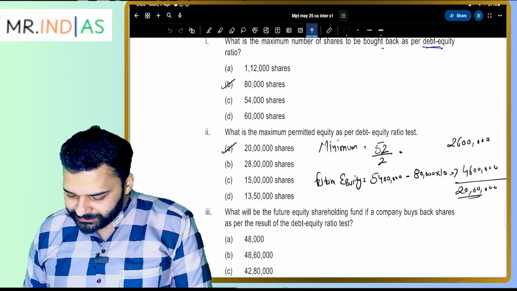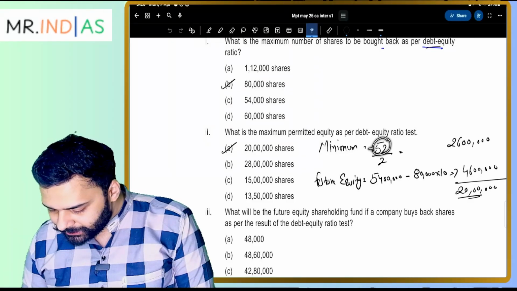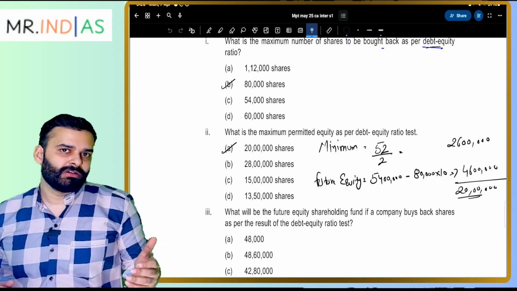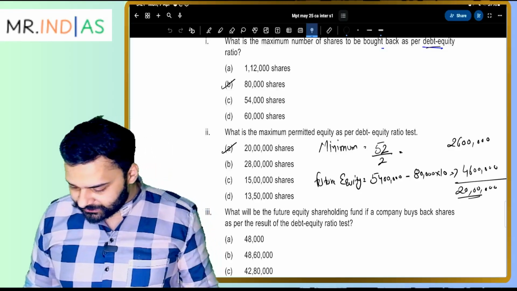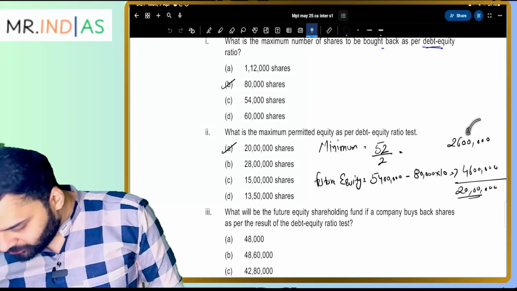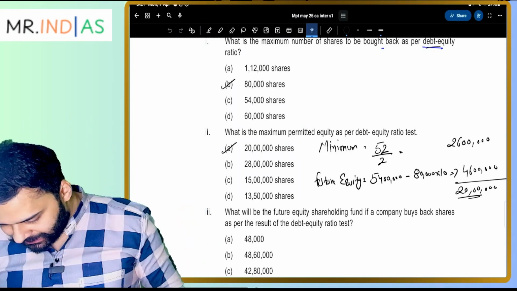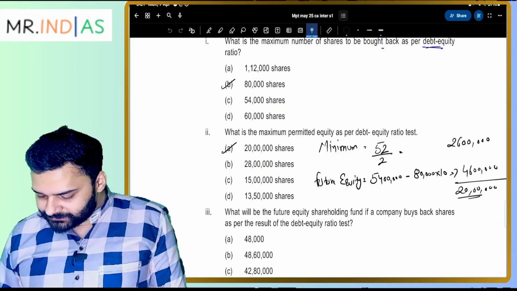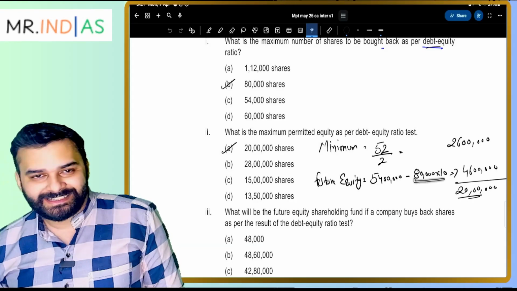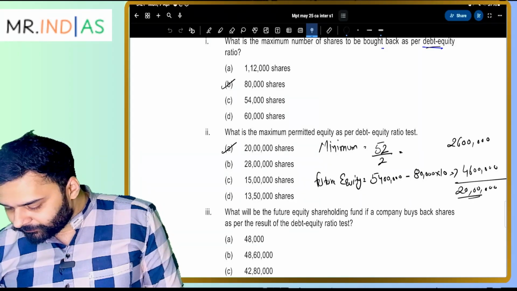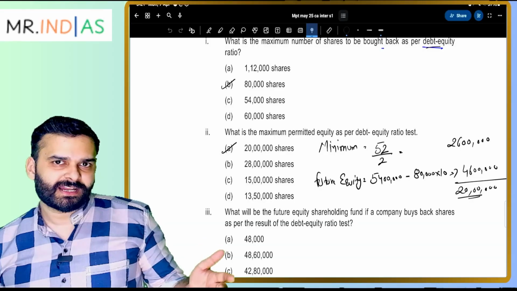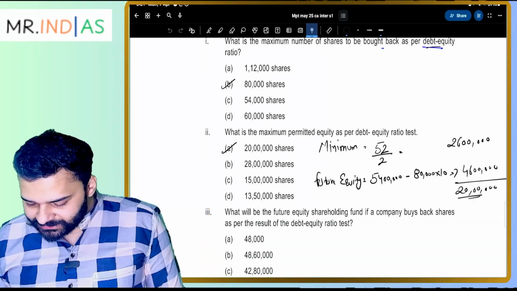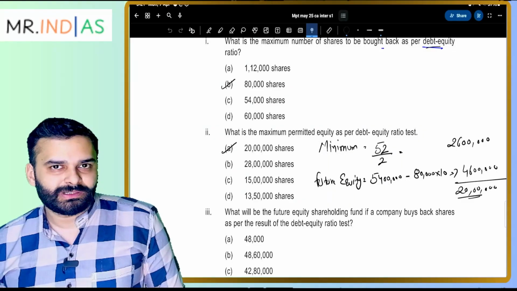Minimum equity you have to maintain is 52 lakh rupees of loan divided by 2, because half of it you have to maintain at least, otherwise you cannot buy back equity shares. So 26 lakh would be the minimum amount of equity that you have to maintain post buyback. 46 lakhs will be left when you bought back 80,000 shares of rupees 10 each. So you have only 20 lakh of balance left for CRR, for loss on buyback and other stuff. So the maximum permitted equity as per the debt equity ratio test is 20 lakh.